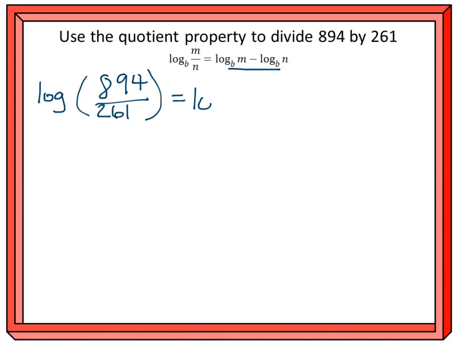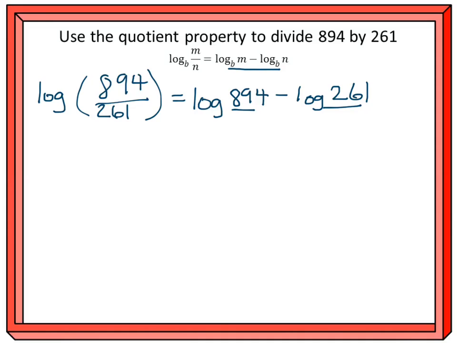Okay, so the log turns into the log of 894 minus the log of 261. So again, the point here is to turn a division problem into a subtraction problem because it's faster and easier to subtract two numbers than it is to divide two numbers. So we're going to have to look up the logs of each of these numbers on our table.